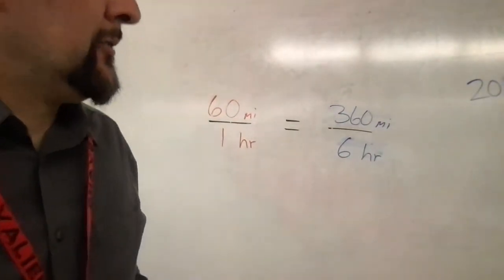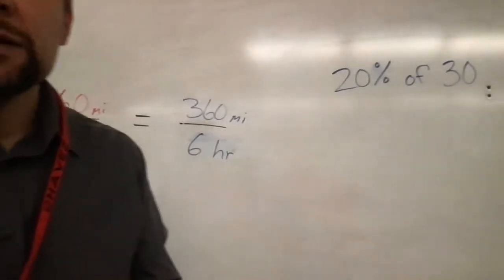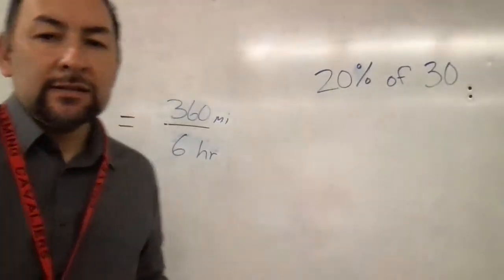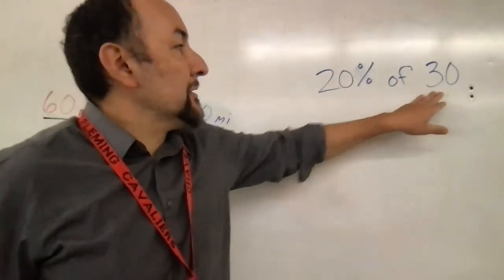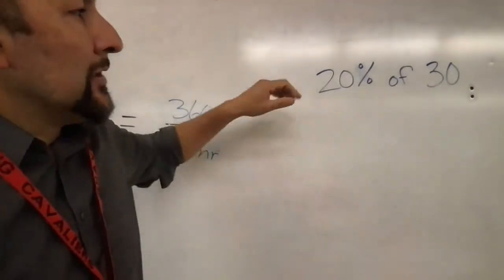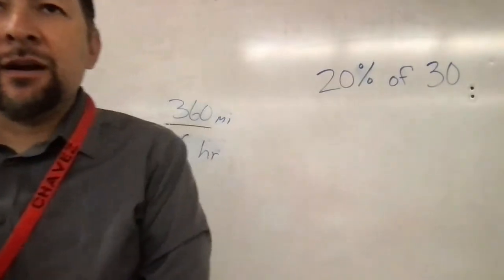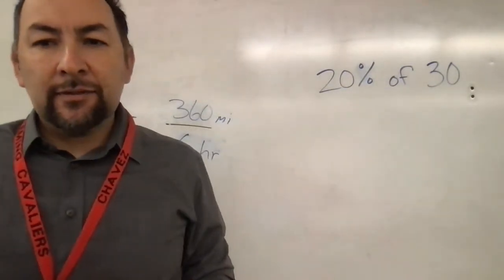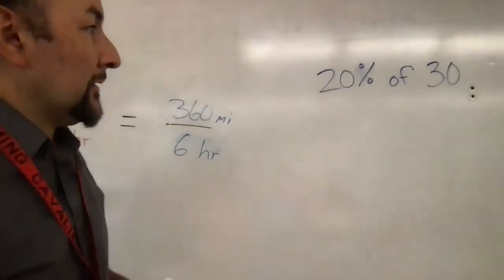The other thing that we need to know is how to find a percentage of a certain number. So let's say the question says, hey, there's a shirt that you want that is on sale. Normally it's $30, but it's 20% off. You want to know what 20% of $30 is. It's 20% off. So how much money am I going to save? How much money am I going to take away from 30 on this sale?